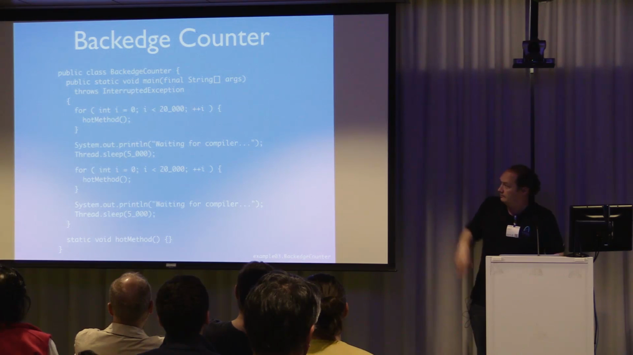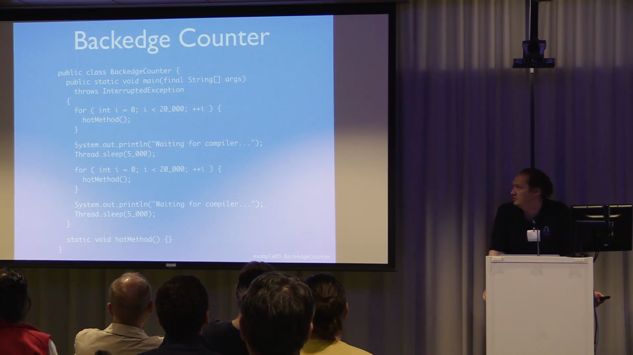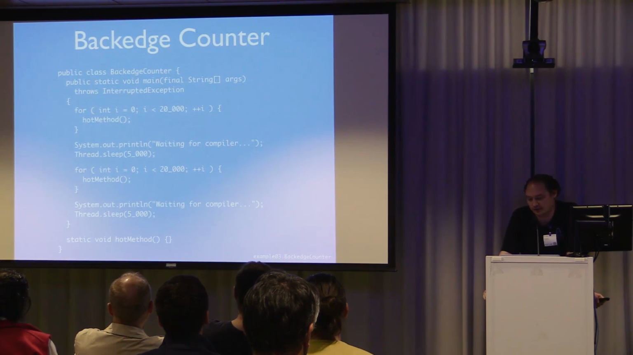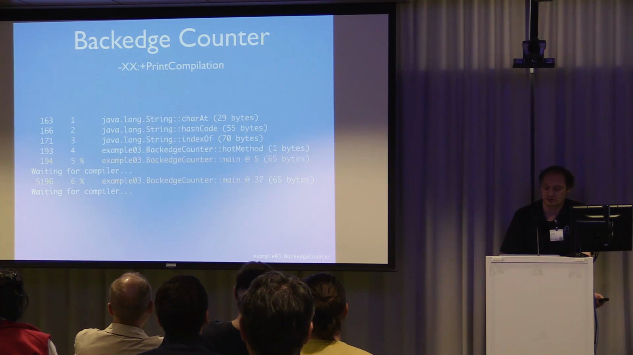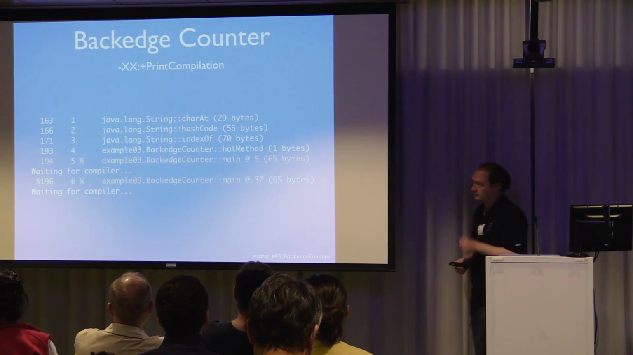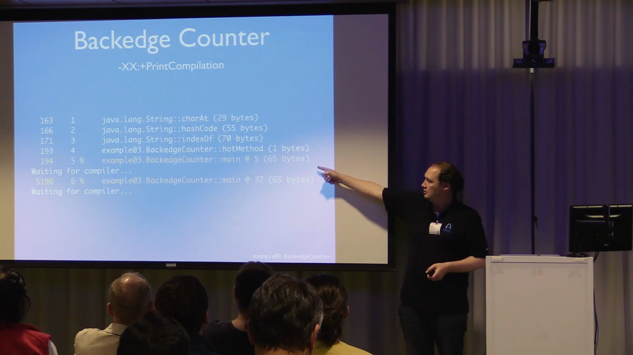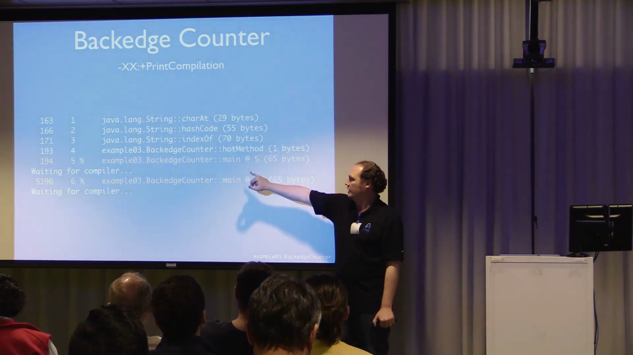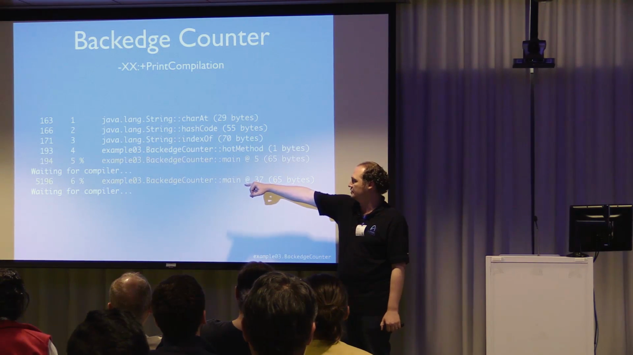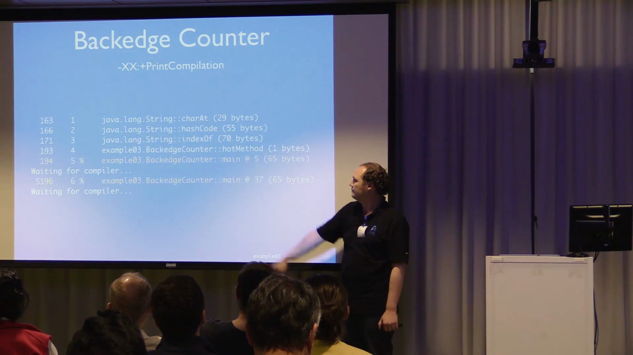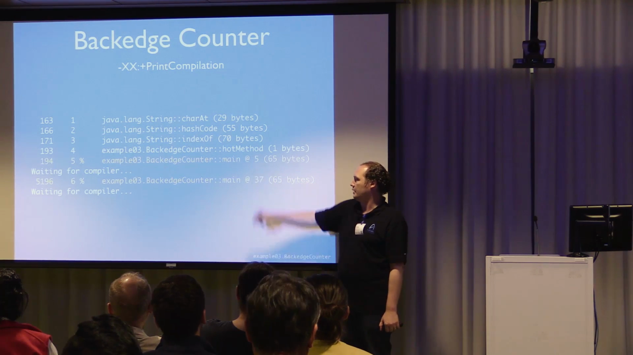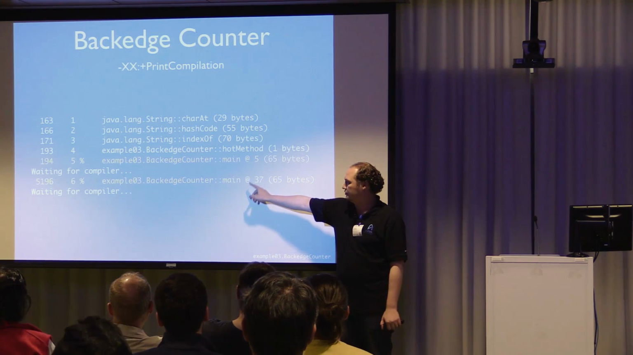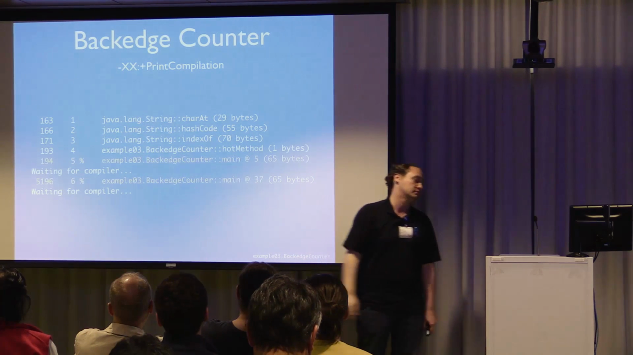So again, a loop from 0 to 20,000, call a hot method, wait for the compiler. Another loop from 0 to 20,000, call a hot method, wait for the compiler. You'll get this output. Main got compiled. It's only been invoked once, but it got compiled. And it's one of those OSR loop compilation things. You can see by the % sign. And this is the loop at bytecode index 5. And then we had another one for the loop at bytecode index 37.